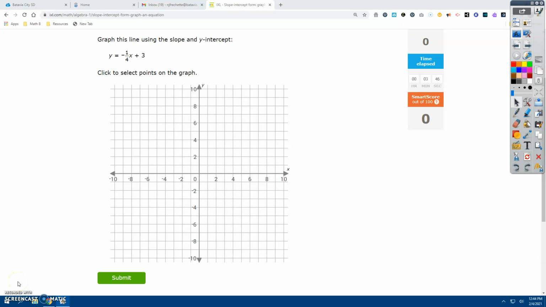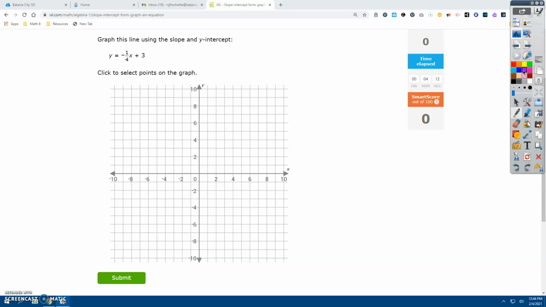So we're reviewing slope, y-intercept, and slope-intercept form, which we all know is y equals mx plus b. That's what we're going to be talking about today. We're looking at a program called IXL, which some of you have probably already seen, and this is just one question that we're going to go over today to give you a refresher from what we talked about this morning.